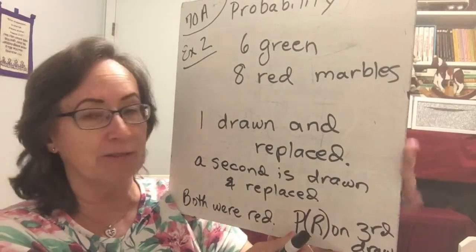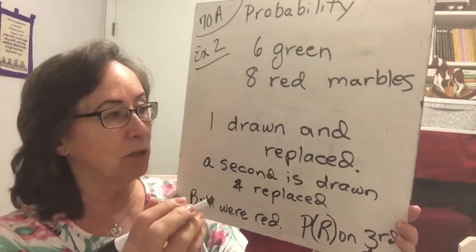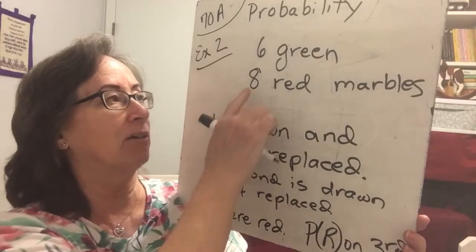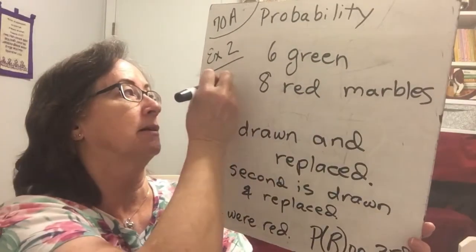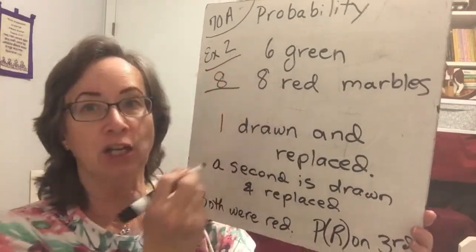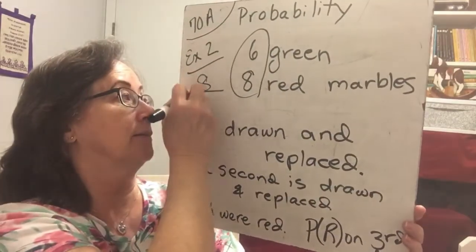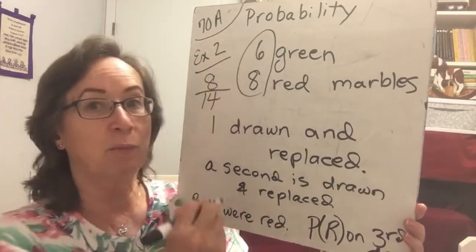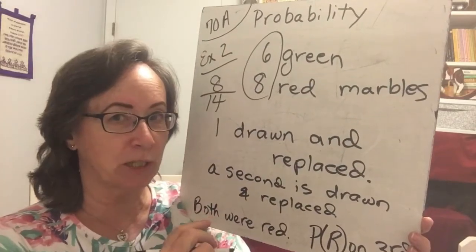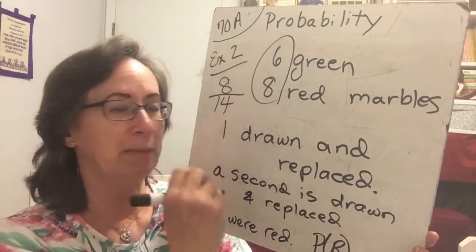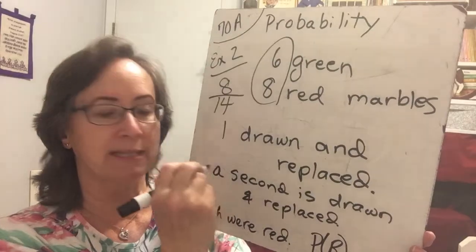Therefore, since we're looking to draw a red, and there are 8 red marbles in an urn that has 14 marbles altogether, then we have 8 over 14. If we simplify that, that would be 4/7.